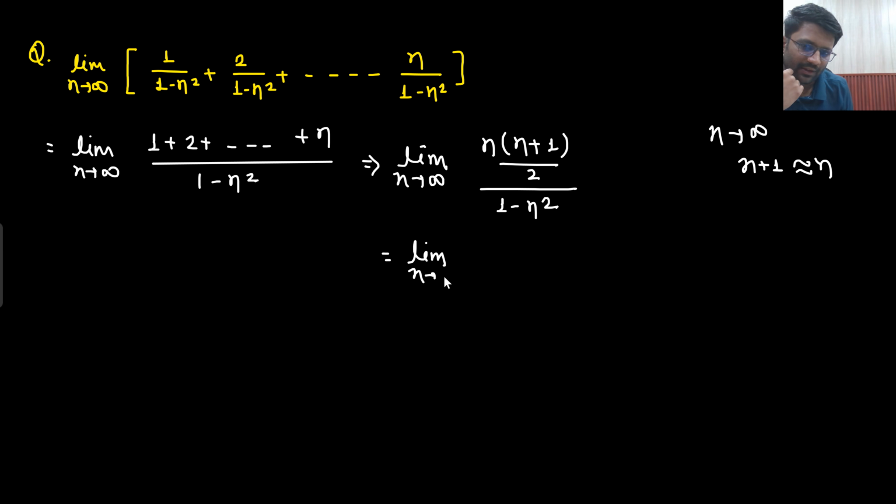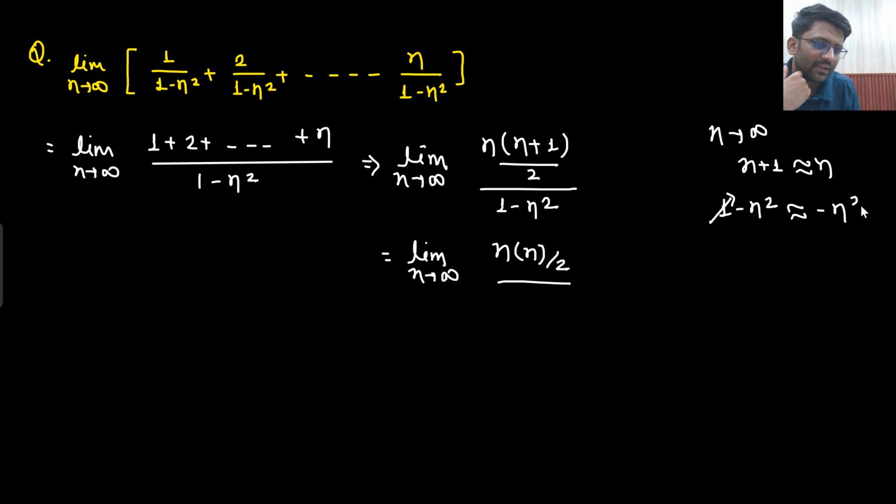Limit n tending to infinity. So already there was n, then this became n divided by 2. And in 1 minus n square, the 1 can be ignored. So what can it be replaced with? It can be replaced with minus n square. So n into n divided by 2, divided by minus n square. What is this? n square by 2 multiplied with 1 by minus n square. So this and this will get cancelled out. What is the answer? Minus 1 by 2.